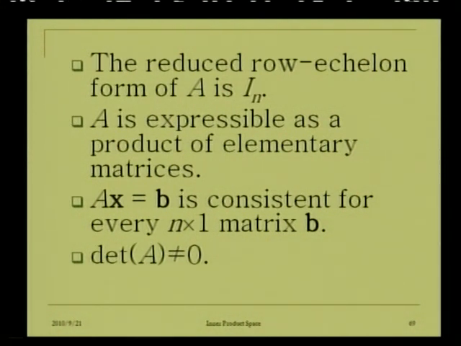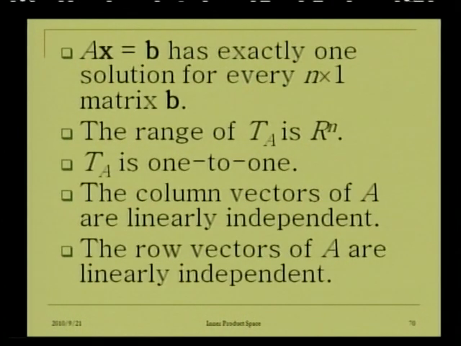Next, Ax equal to B, a system of non-homogeneous equations, is consistent for every n by 1 matrix B. All these are equivalent to determinant of A not equal to 0. Ax equal to B has exactly one solution for every n by 1 matrix B. The range of TA, the transformation that we have defined earlier, TA from Rn to Rn defined by multiplication by matrix A, is Rn.